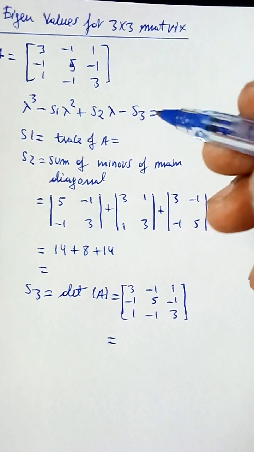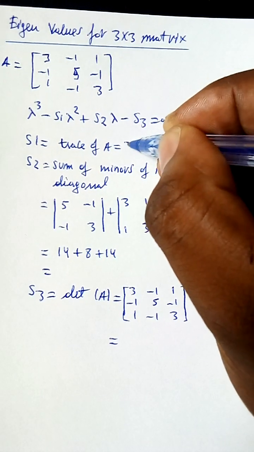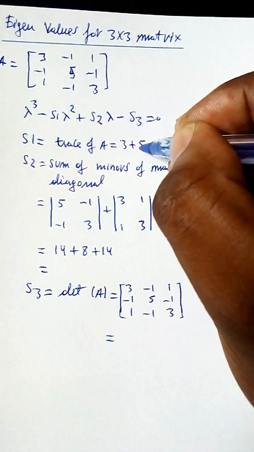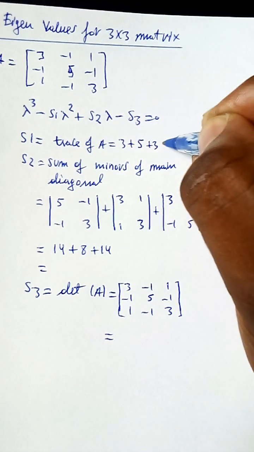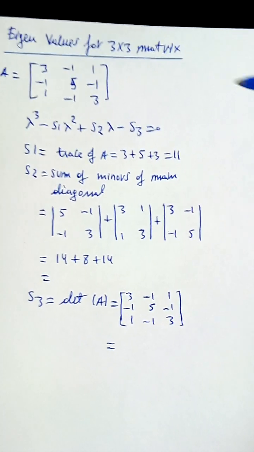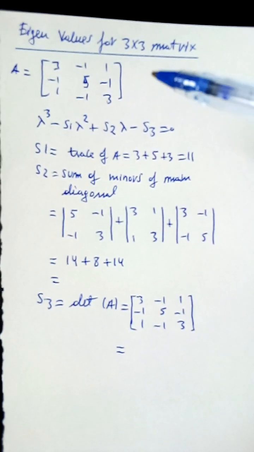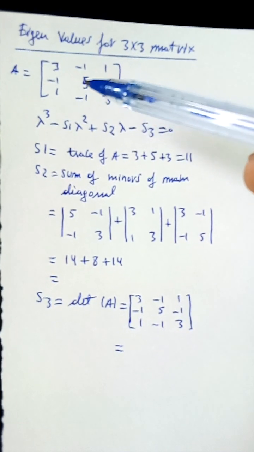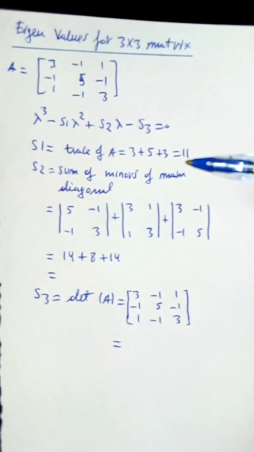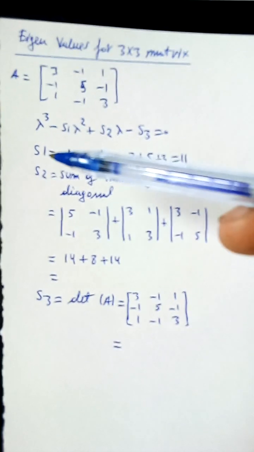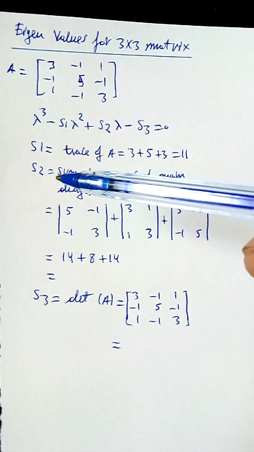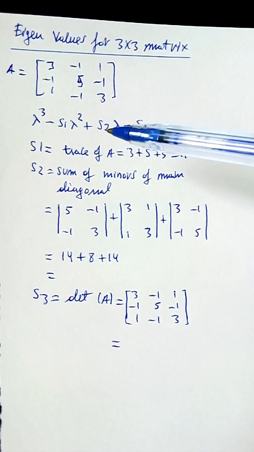3 plus 5 plus 3 is equal to 11. So the trace of this matrix is 11, which is equal to S1. So we are going to look for S2.